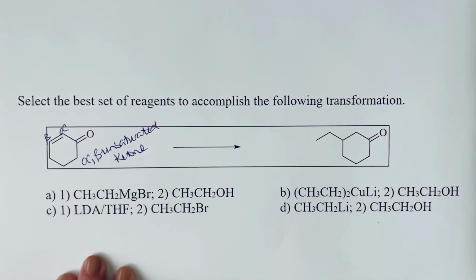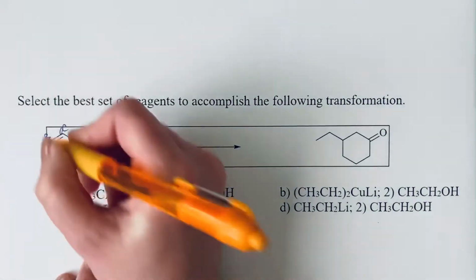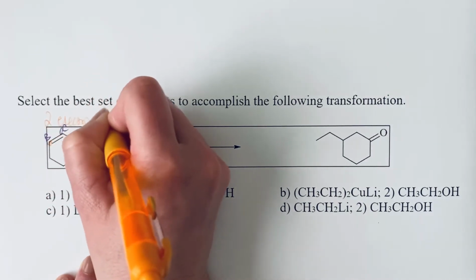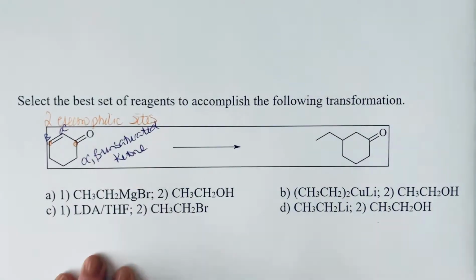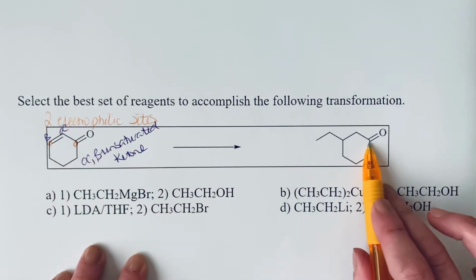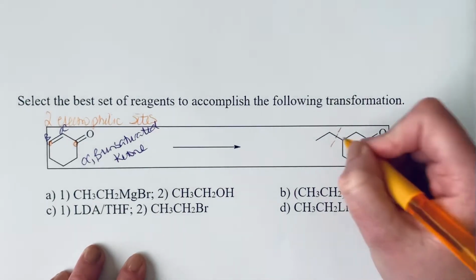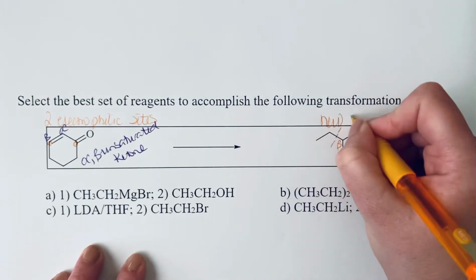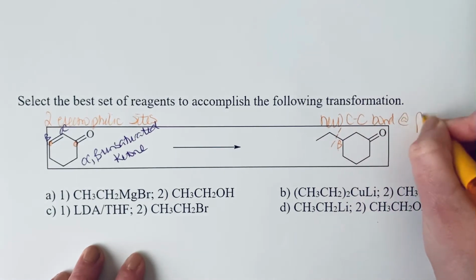And this is important because these unsaturated systems have two electrophilic sites. So we want to pay attention to where we are reacting. And it looks like, if we look at our product, we've got that carbonyl intact, and we have formed a new bond at the beta position. A new carbon-carbon bond at the beta carbon.